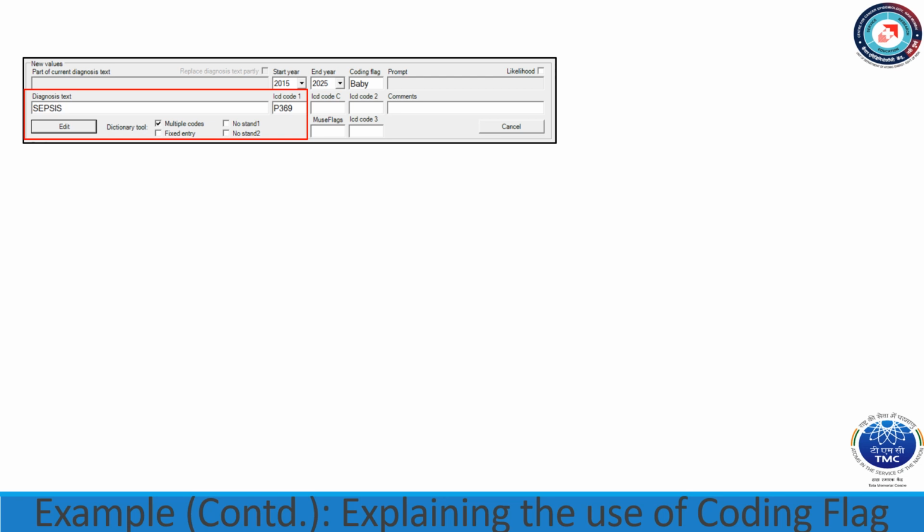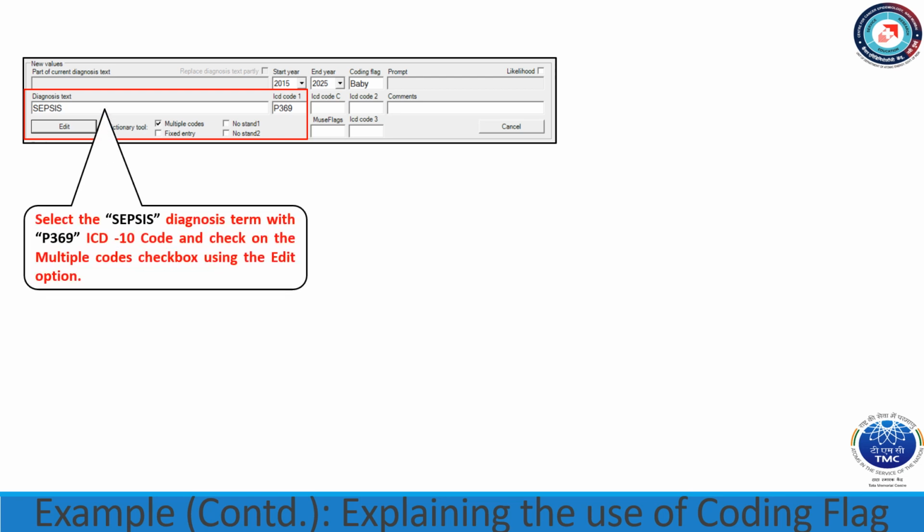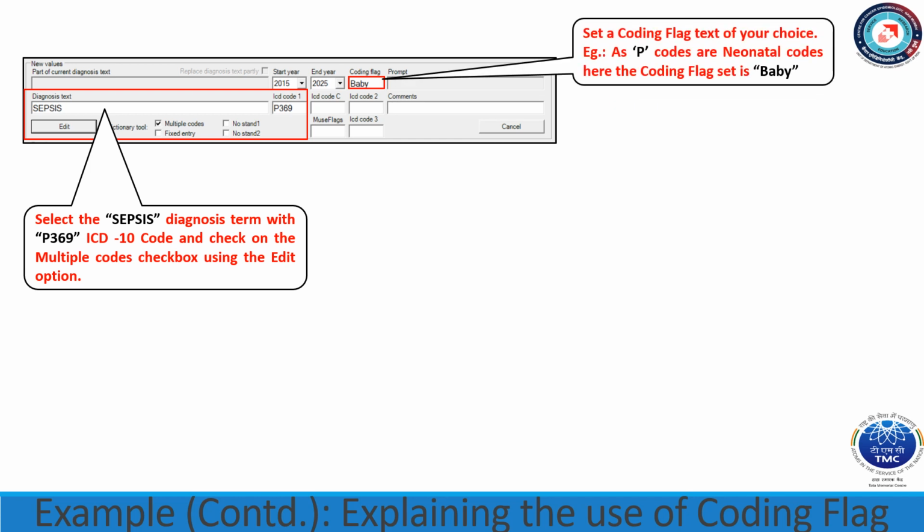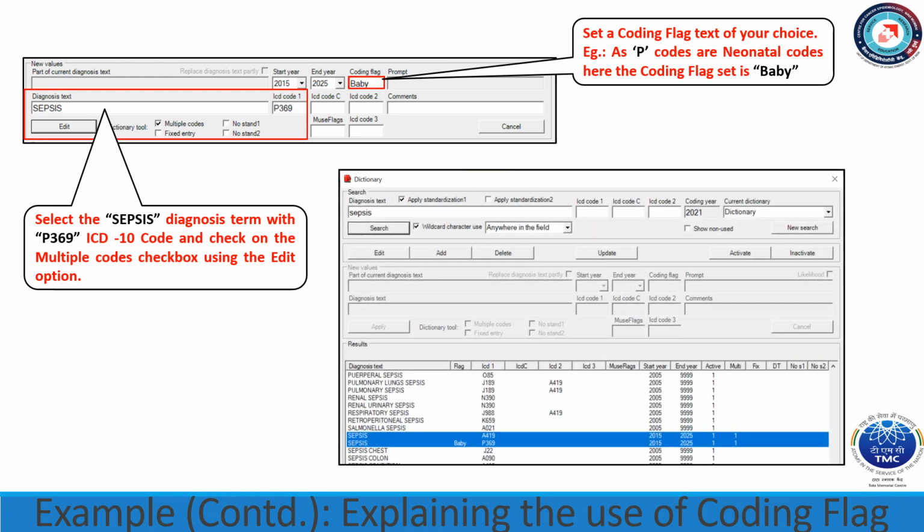Using the edit option, select the sepsis diagnosis term with the P369 ICD-10 code and check the multiple codes checkbox. Now set the coding flag text of your own choice. For example, as you can see here, P codes are neonatal codes. Therefore, the coding flag set here is baby. As a result, you can notice that in the dictionary table records, the sepsis diagnosis term with the P369 code is assigned the coding flag baby.